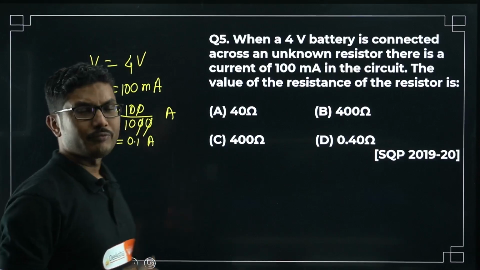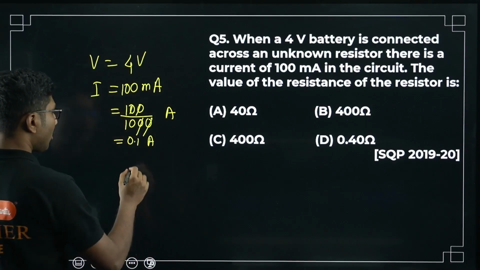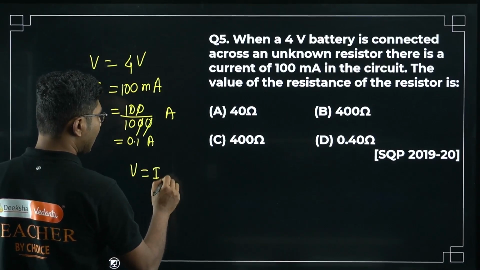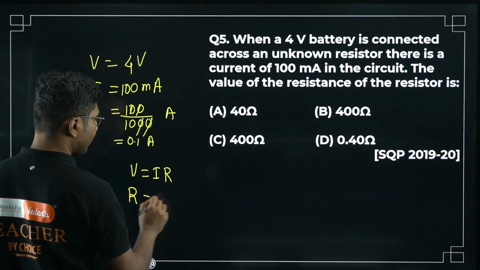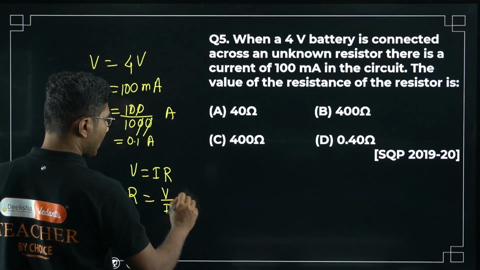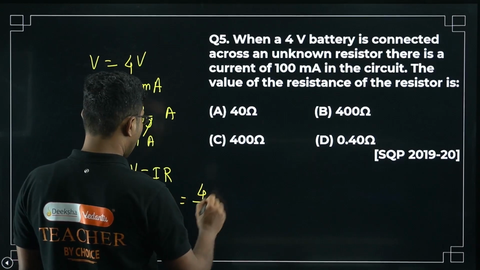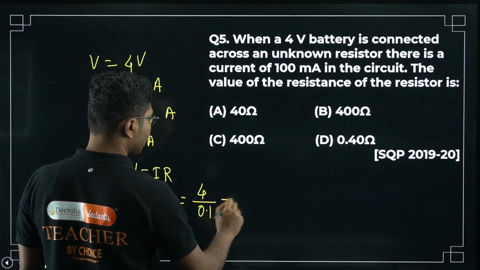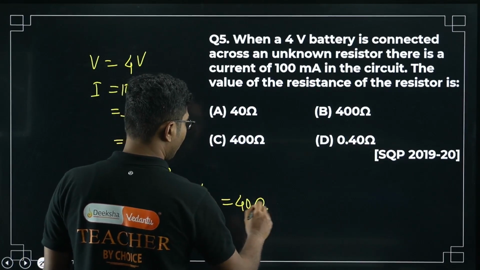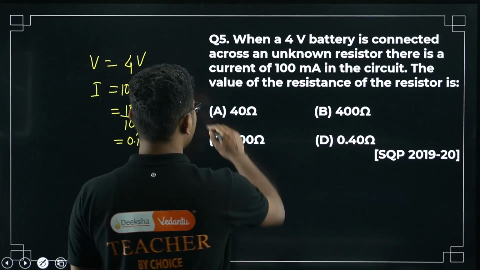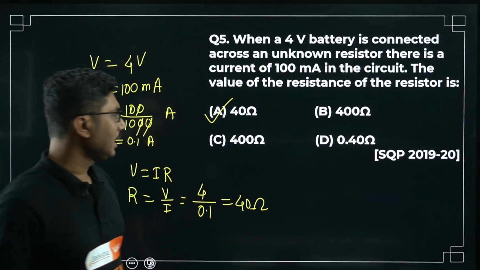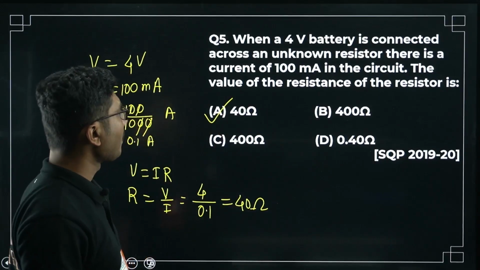So current is known, V is known, we will use Ohm's law, V is equal to IR, or R is equal to V by I. V is 4 volts and current is 0.1 ampere, so this will be 40 ohm. Okay, 40 ohm is the answer. Now let's move on to the next question.